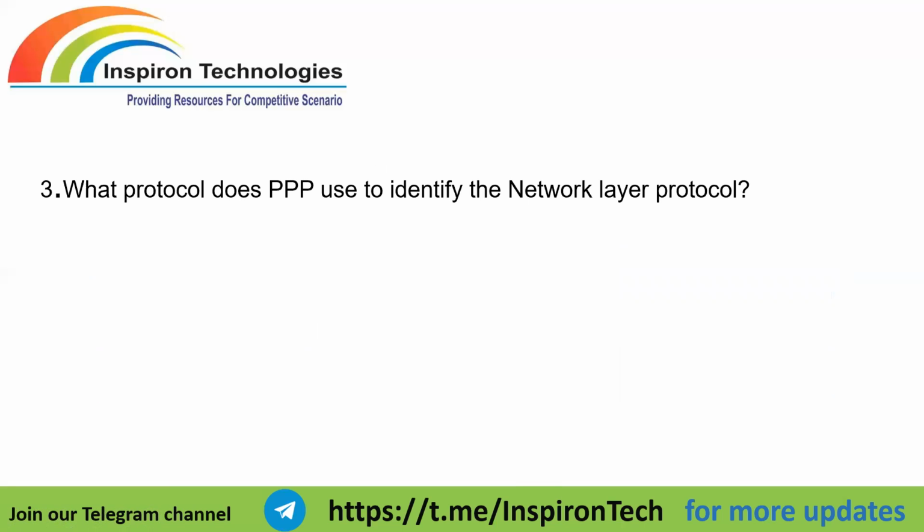What protocol does PPP use to identify the network layer protocol? The first option is SDLC. HDLC stands for High Level Data Link Control. This protocol embeds information in a data frame that allows devices to control data flow and correct errors. HDLC is an ISO standard developed from the Synchronous Data Link Control standard proposed by IBM in the 1970s.